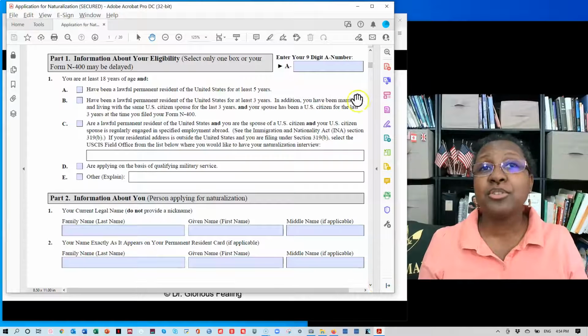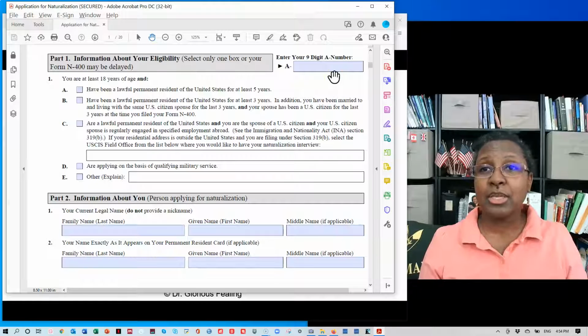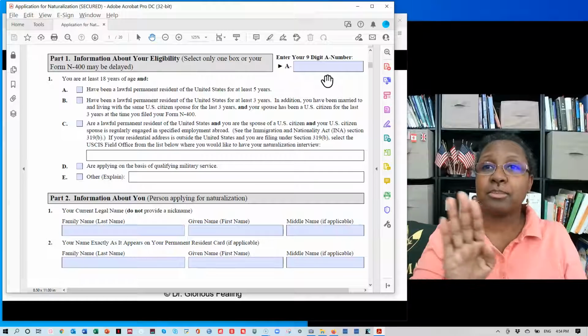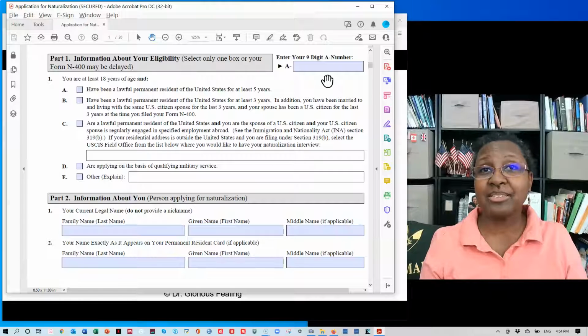Please make sure to enter your 9-digit A number, not only here but on every page. It asks for the 9-digit A number. If one of your pages is separated from the rest of your pages, someone can put the lost page back with the rest of the pages based on matching your A number with the other page's A numbers. So make sure that number is on every page.